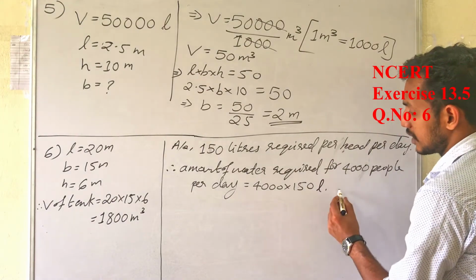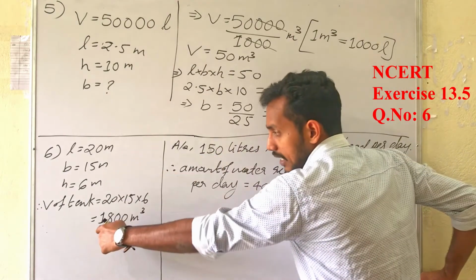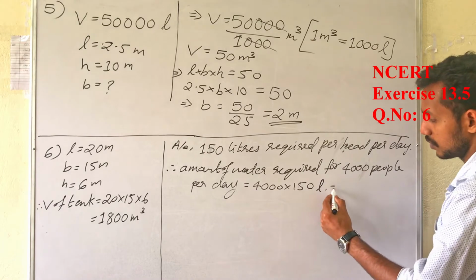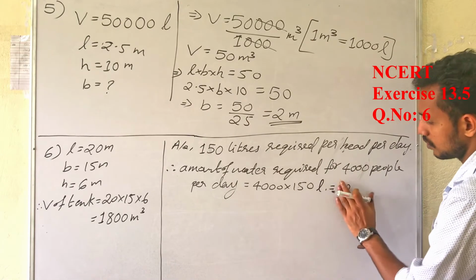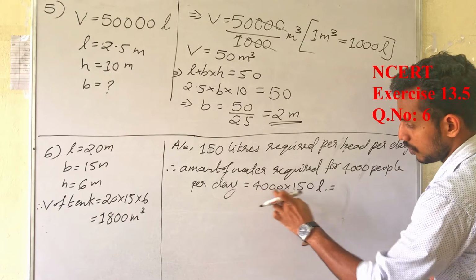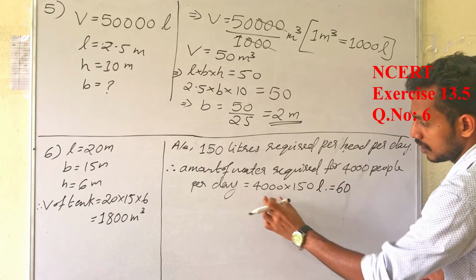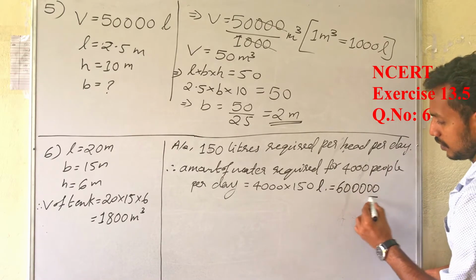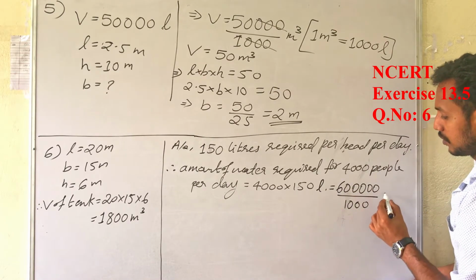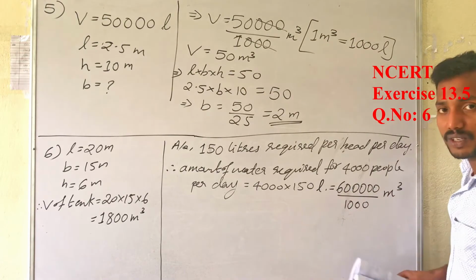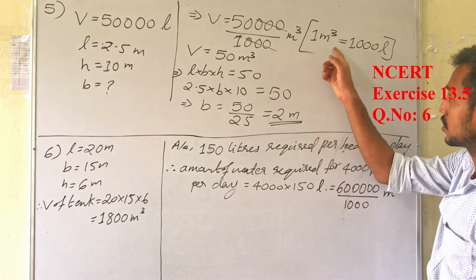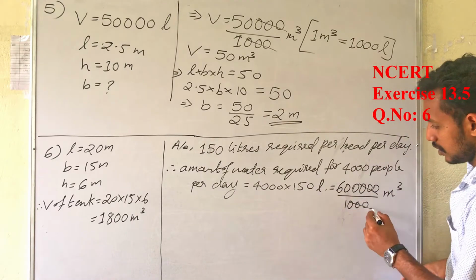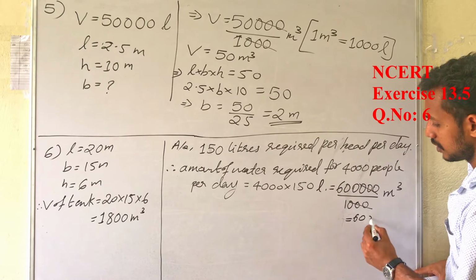Here it is given in liter, while the volume of tank is given in meter cube. So it's better to convert this into meter cube, which is equal to 4000 into 150, just to multiply this value. 4 into 15 is equal to 60, and 4 zeros are there, divided by 1000 meter cube. Why do we divide by 1000? Because 1 meter cube is equal to 1000 liter. So we just divide. Cancelled, which is equal to 600 meter cube.